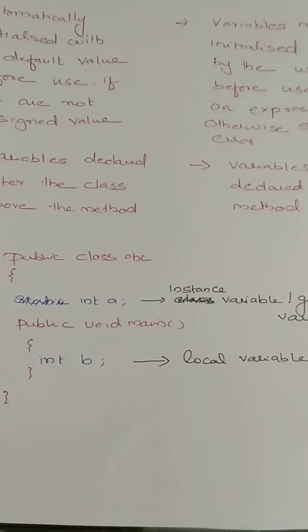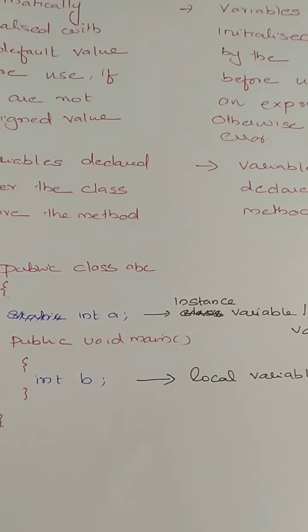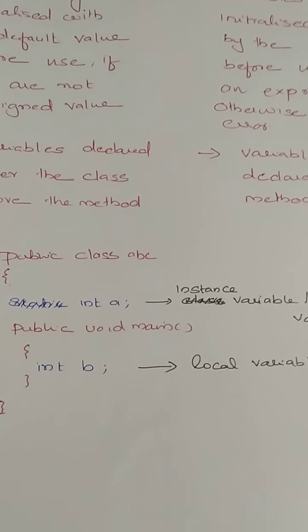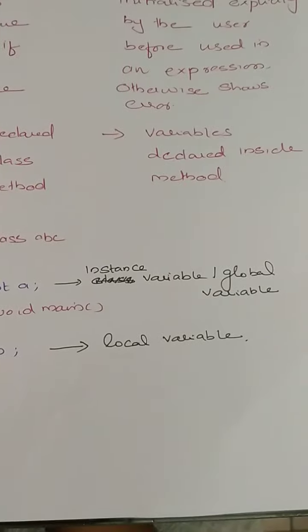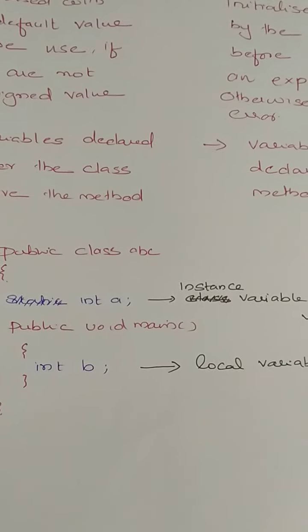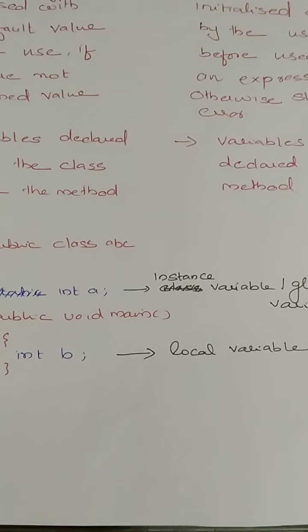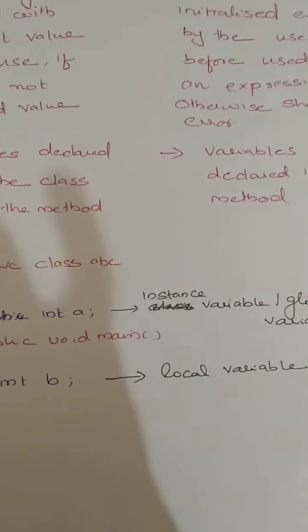I have written a program. You can see the int a, which I have declared after the class but above the method, it is an instance variable or global variable, and int b, which I have declared inside the method, is known as a local variable. These are instance variables and local variables.